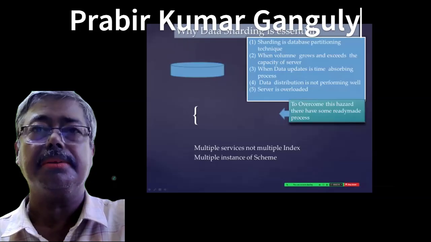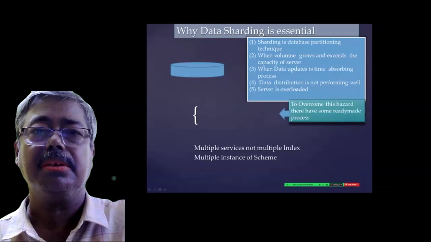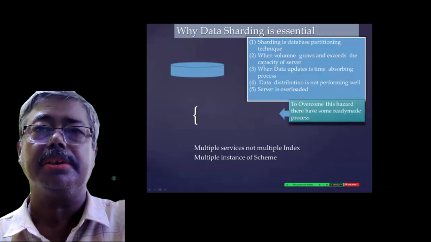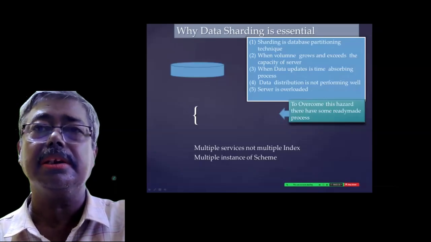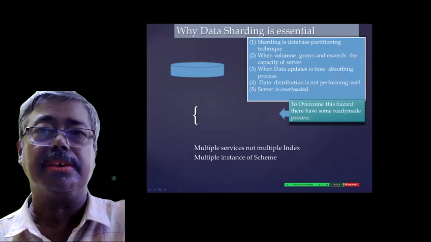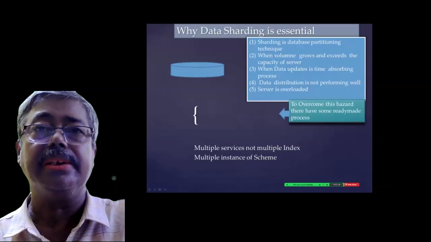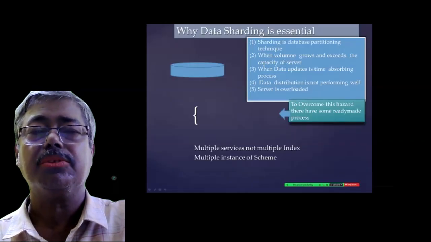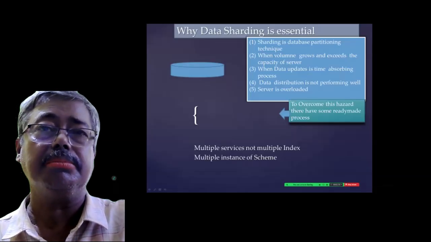Why is sharding essential? Sharding is essential to enhance the database capacity. Previously, the database capacity was increased by introducing new servers, new hardware, RAM, and cache memory. But it is a very old process, and it is not always possible to add a new server and RAM. So it has a limitation, and now we want to increase the database capacity.